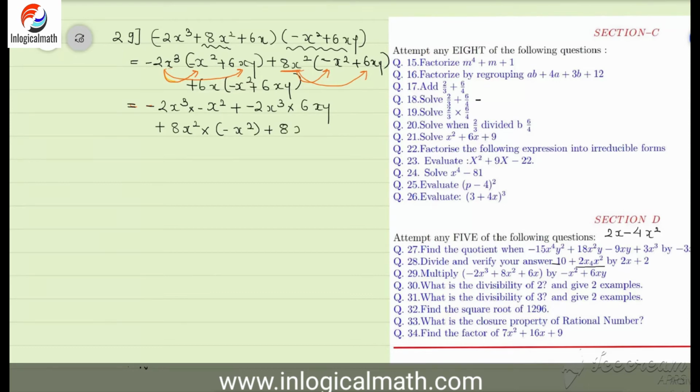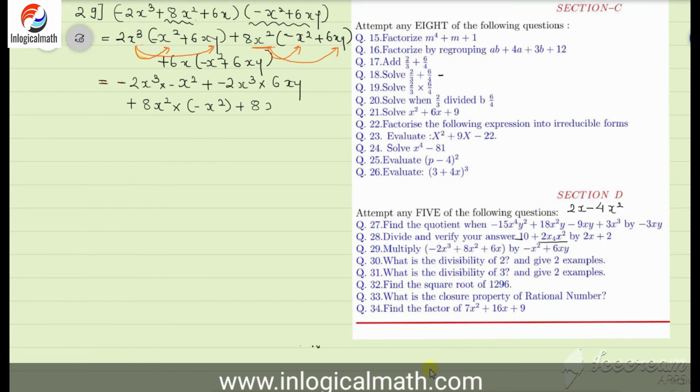The same way 8x square is multiplied to minus x square, plus 8x square multiplied to 6xy, plus 6x multiply minus x square, plus 6x multiplied to 6xy equals to the answer. Now do the multiplication by the usual method. Okay, what we do for multiplying two monomials, do that and you will get the answer eventually.